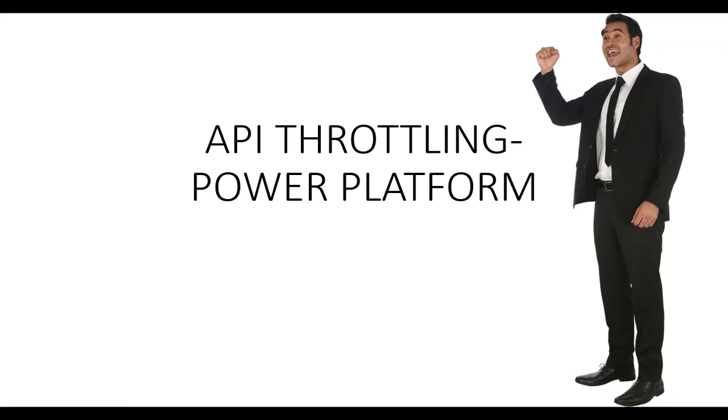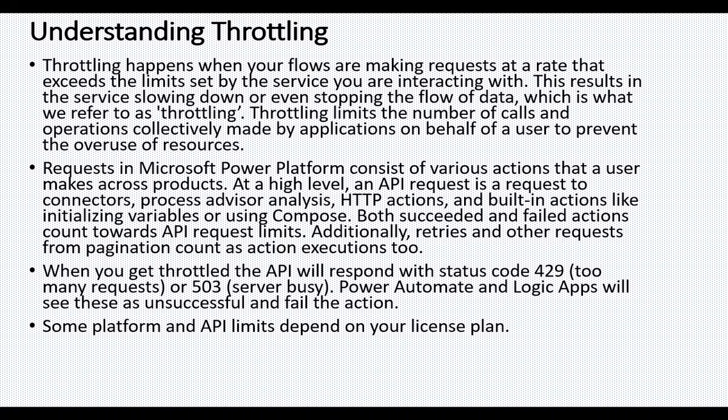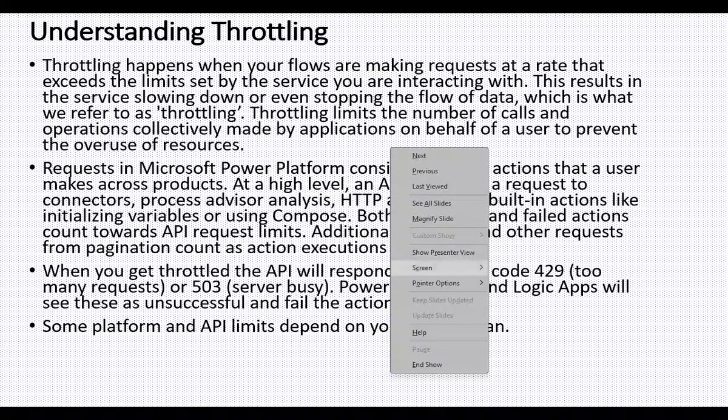Today I will touch upon API throttling in Power Platform. So let's get started. Let's try to understand throttling. Throttling in API happens when your flows are making requests at a rate that exceeds the limit set by the service you are interacting with. This results in the service slowing down or even stopping the flow of data. Okay, so this is called throttling.